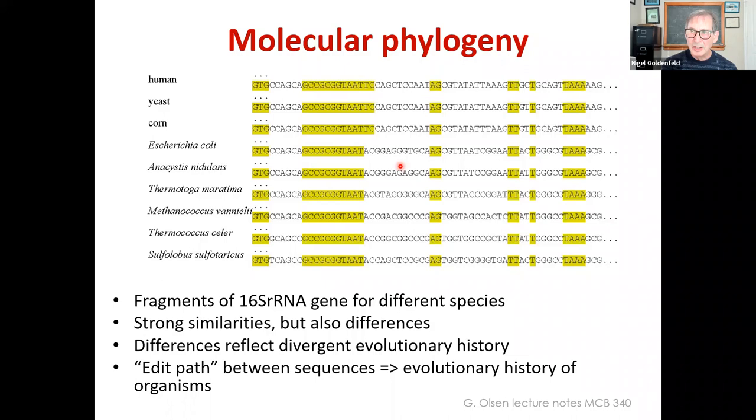Because every cell has to have ribosomes, this is something that would be conserved across evolutionary time, or at least very highly conserved. And from the very small differences that you see in these molecular sequences, one can map out a sort of edit path between these sequences. Here are different bacteria, in fact not just bacteria, also archaea, corn, yeast and human. You can see this particular gene, which is much longer than what I'm showing you here, has small differences. These differences reflect the divergent evolutionary history, and biologists and bioinformaticians now know how to put these together to work out the minimum edit path between them so that one can reconstruct the history of life on Earth.